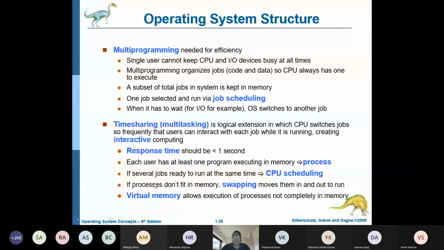In this process, CPU scheduling is required, swapping may be required, and the concept of virtual memory is needed, where data content is moved between the secondary memory and the primary memory. So these things are required in that context.